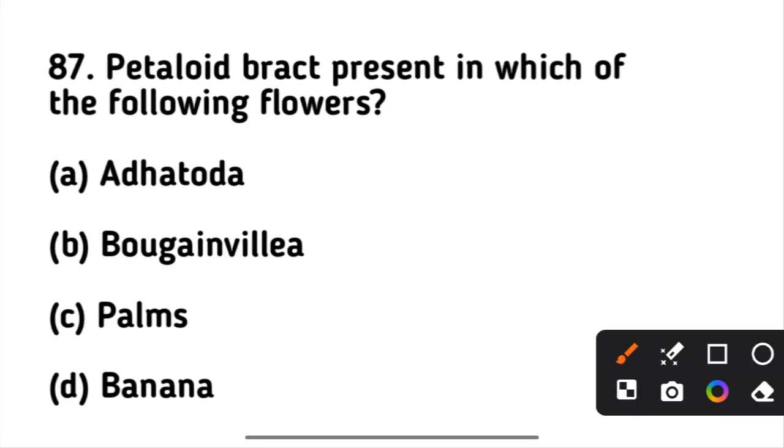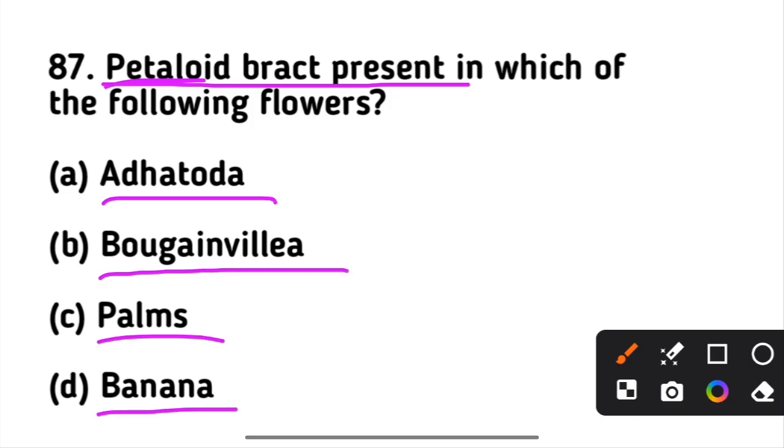Next, petaloid bract is present in which of the following flowers? Options are Adhatoda, Bougainvillea, palms, banana. Option B is correct, Bougainvillea.